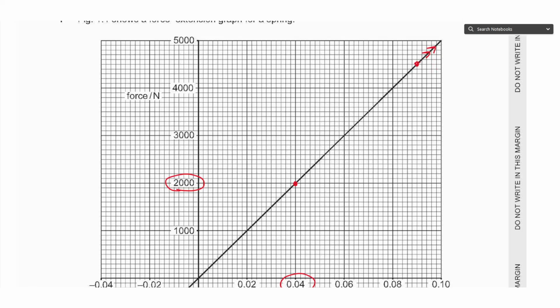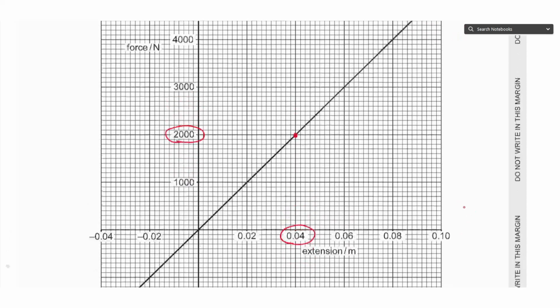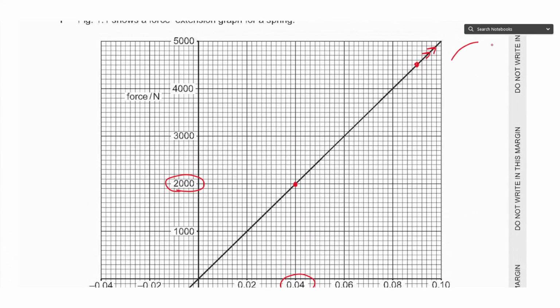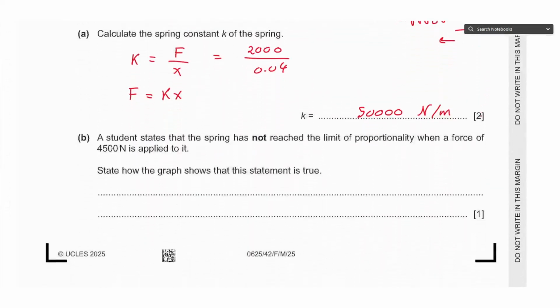It usually curves towards the extension axis. So here the extension is on the x-axis, so it would curve to the right. If the extension was on the y-axis, it would curve upwards. Now we say that the graph is still a straight line. That is why it is considered to not have passed the limit of proportionality.